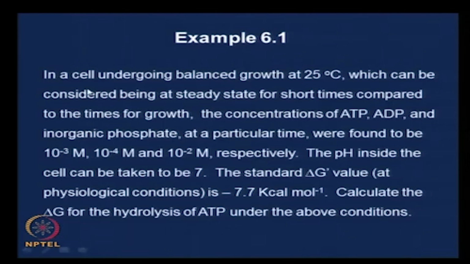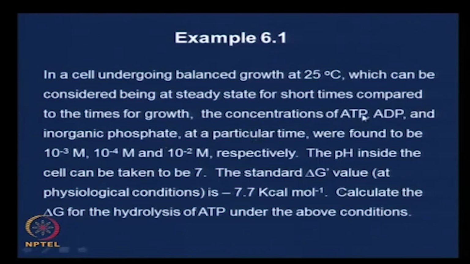This is in the context of course biosystems. In a cell undergoing balanced growth at 25 degrees C, which can be considered as being at steady state for short times compared to the times of growth, the concentrations of ATP, you recall what ATP is, adenosine triphosphate, the energy currency of the cell. ATP, it is a nucleotide, if you recall the type of molecule. ADP, adenosine diphosphate, and inorganic phosphate. Sure, now you recall the relationship between ATP, ADP and inorganic phosphate from your biochemistry course.